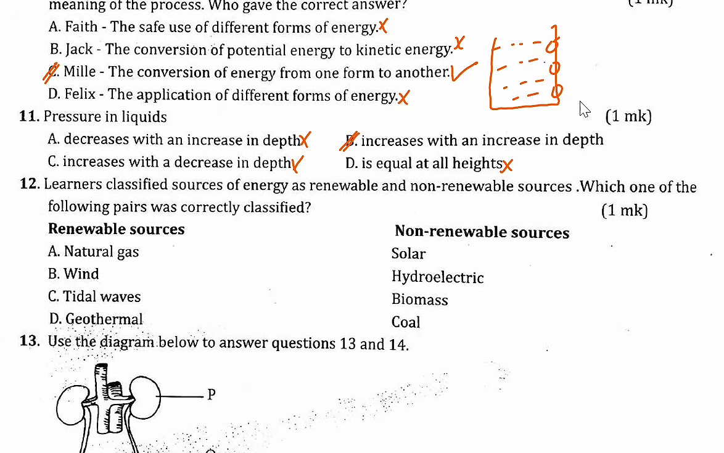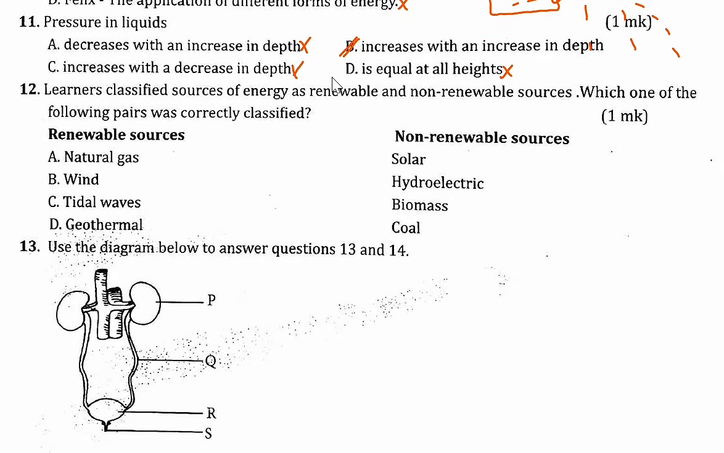We know that at the hole at the bottom, the water will jet out, and the distance will be higher or farther compared to this other. Why? Because as you go deeper, the pressure increases. So pressure in liquids increases with increase in depth. As you go down, pressure in liquid increases, and therefore the answer for 11 is B.